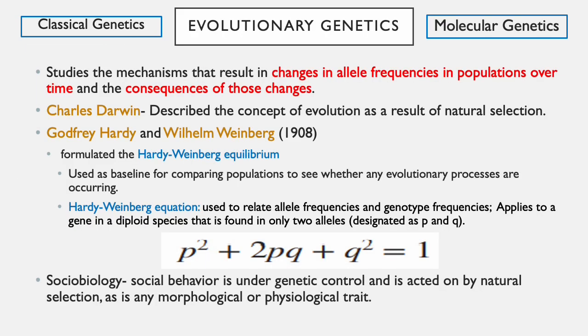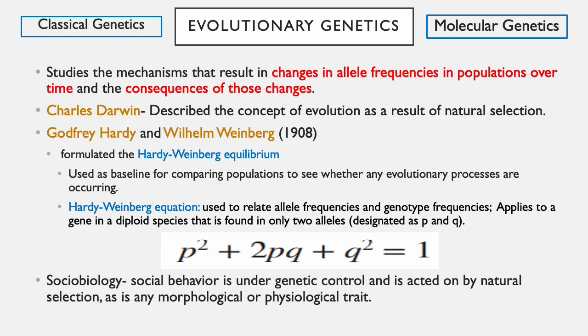For evolutionary genetics, it studies the mechanism that results in changes in allele frequencies in a population over time and the consequences of those changes. So in evolutionary genetics, we deal with the larger population. Charles Darwin described the concept of evolution as a result of natural selection. Godfrey Hardy and Wilhelm Weinberg formulated the Hardy-Weinberg equilibrium. It is used as a baseline for comparing a population to see whether any evolutionary processes are occurring.